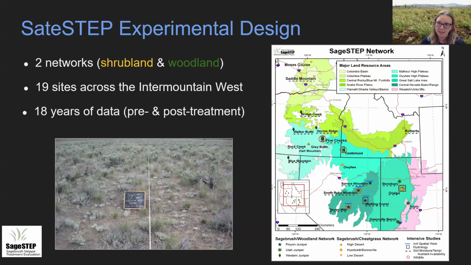So there's in total 19 sites across the Intermountain West, and we've been measuring them for 18 years. We've got 18 years of data. We're going into our 19th field season this year. So at this point, we've got this really long time series of pre-treatment and post-treatment data.